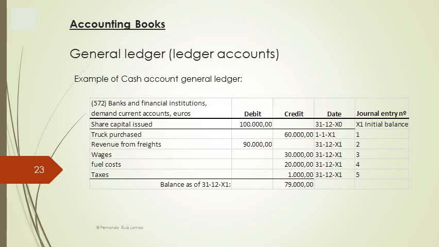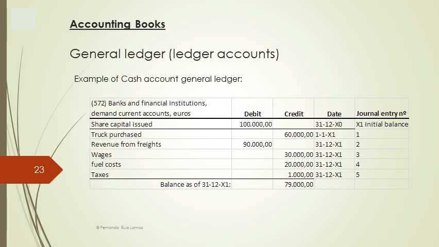In the example of general ledger for an asset, cash, at the beginning of period 1, we start with a balance of 100,000 euro debit, which equals its balance at the end of the previous period. There was an outflow, a credit of 60,000 euro at the 1st of January, due to the purchase of a truck. The next movement is an inflow from freight revenues, disclosed as a debit for 90,000 euro.